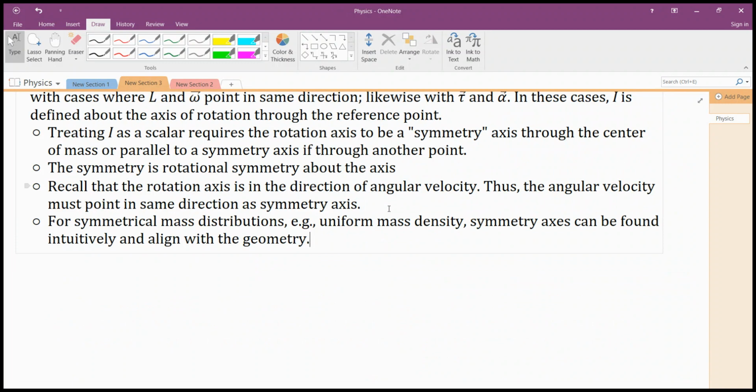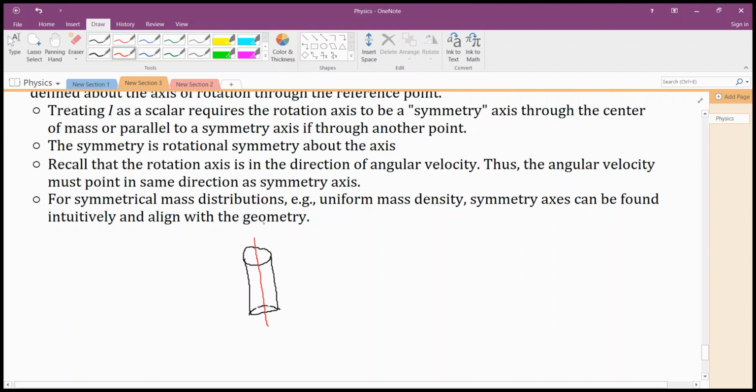For symmetrical mass distributions, such as objects with a uniform mass density, or the cylinder that we just considered, assuming it had a uniform mass density, you can find the symmetry axes pretty intuitively, and they will align with the geometry. I knew that the axis that I drew was a symmetry axis. It very intuitively aligns with the symmetry of the cylinder. I could also create a symmetry axis like this, bisecting the cylinder in that direction, and I could also bisect the cylinder by an axis that comes into and out of the page, right through the center of mass also. All of these are very intuitively axes of symmetry for the cylinder. So long as you have a uniform mass density, the symmetry axes can be found pretty easily. They align with the geometric symmetry of the object.